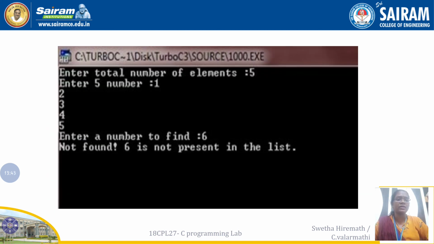Coming to another set of output. Again the total number of elements is 5, and I have given some 5 elements. Then it asks to enter the element to find, but I have given an element which is not present in the list. For this case it will display not found, because 6 is not present in the list. So this is also a search unsuccessful. Okay, so these are the two possible outputs that can be represented in the binary search program.